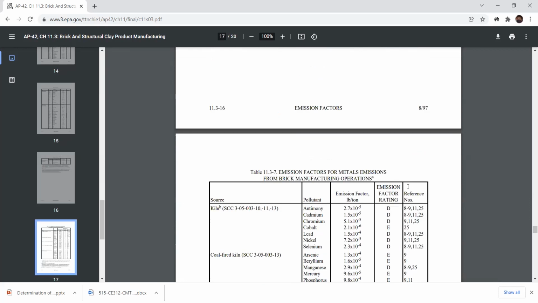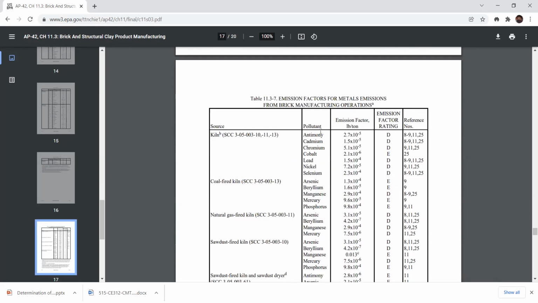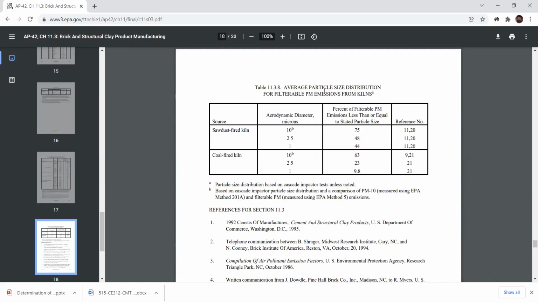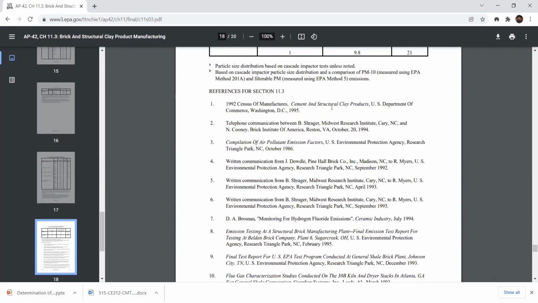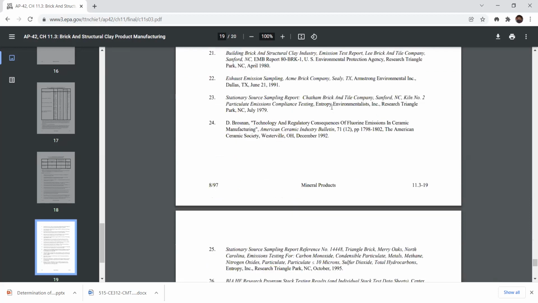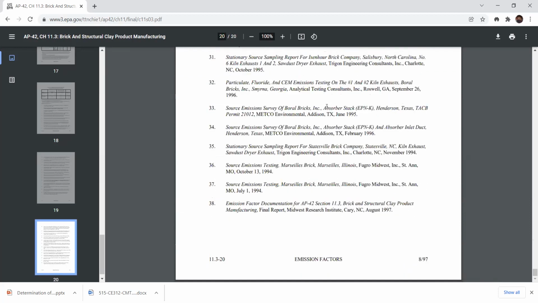And the emission factors of metals emissions from brick manufacturing operations. And this is the average particle size distribution for the filterable PM emissions from tunnel kilns. This is my reference. Shukran.